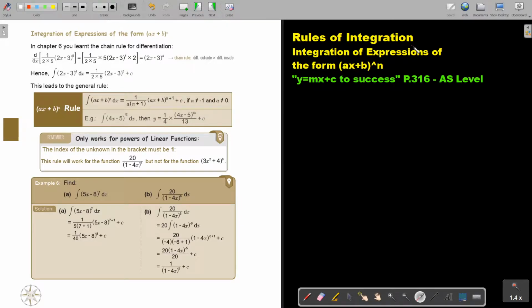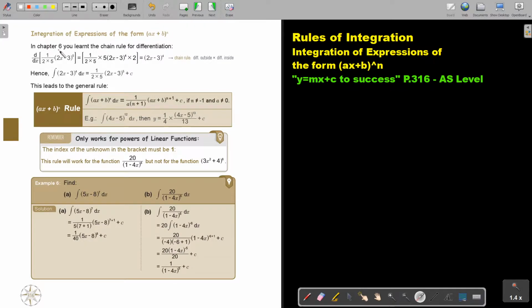Rules of integration. Integrating expressions of the form (ax + b) to the power n. My program didn't want to put it there, but that also means to the power n. You will find this on page 316 in the Namibian AS-Level Mathematics textbook. Integration of expressions of the form (ax + b) to the power n.